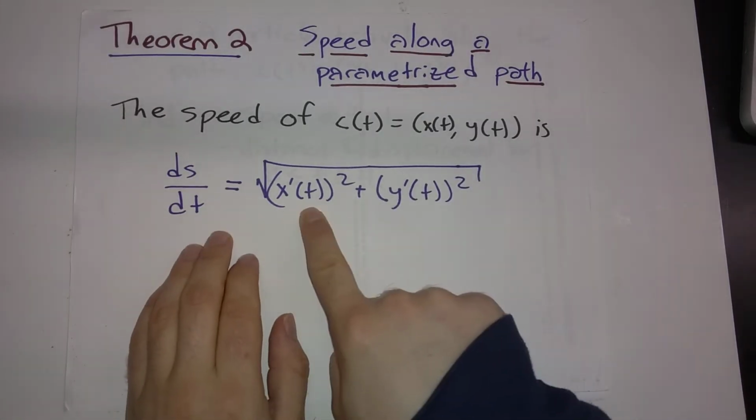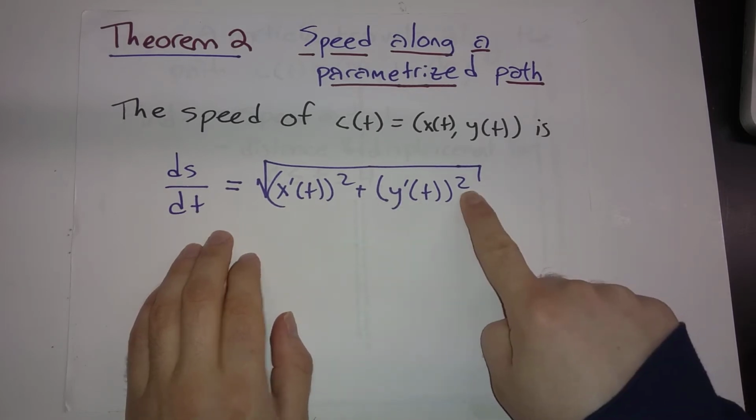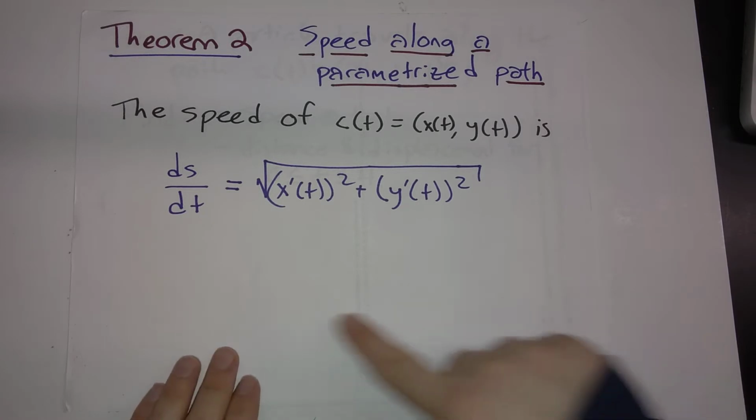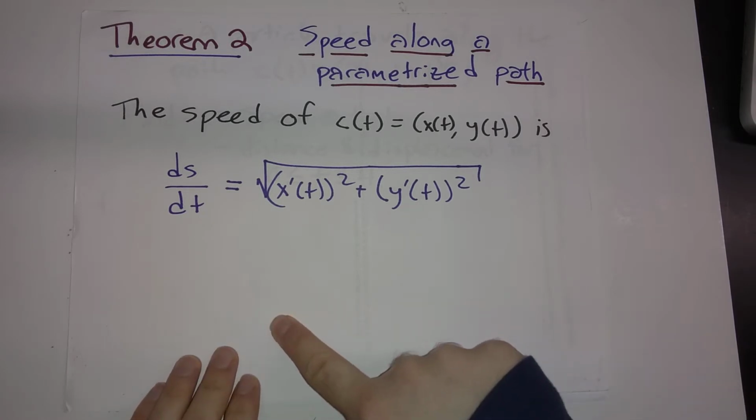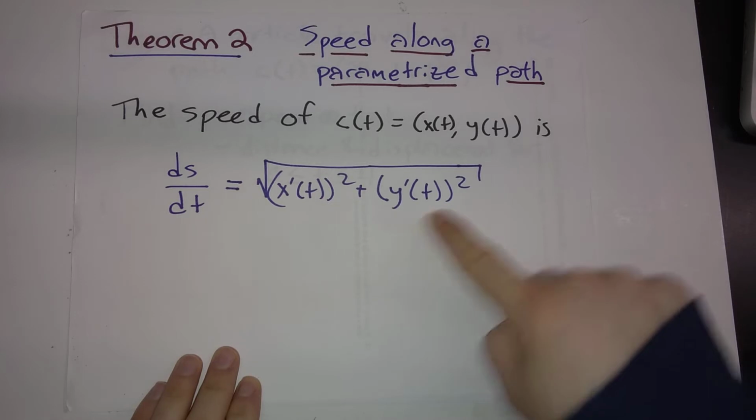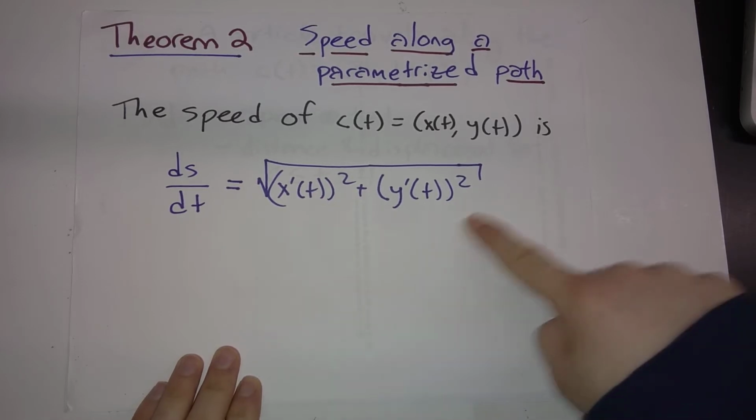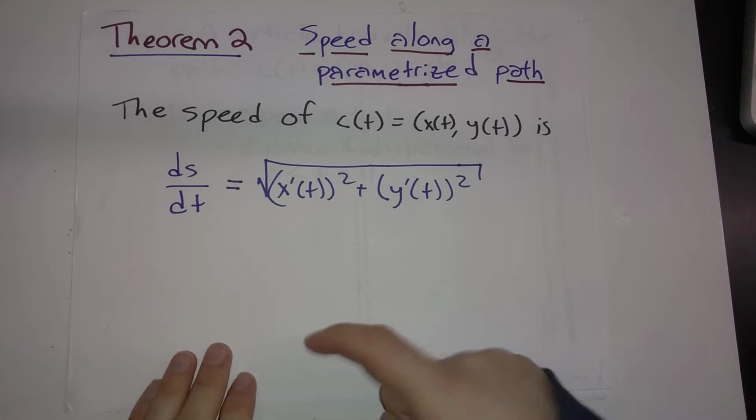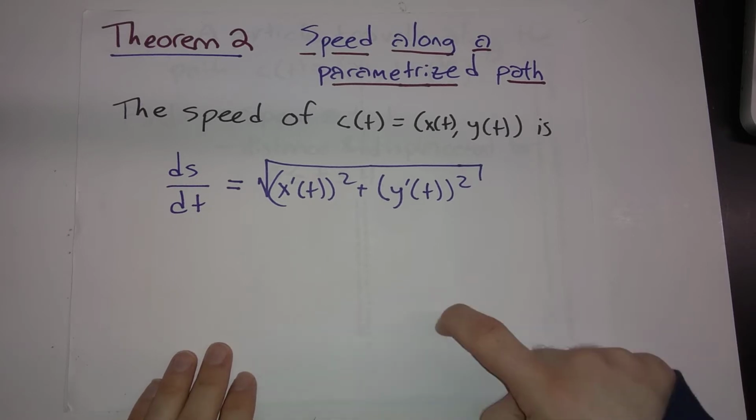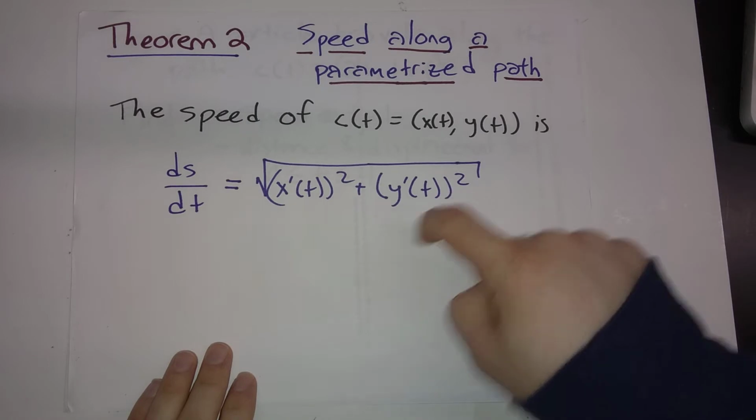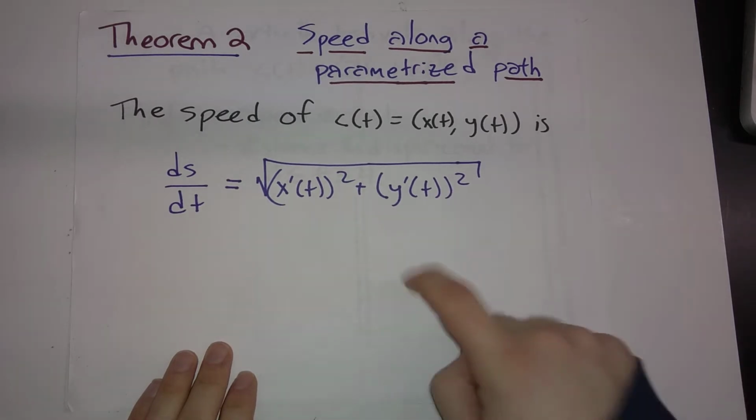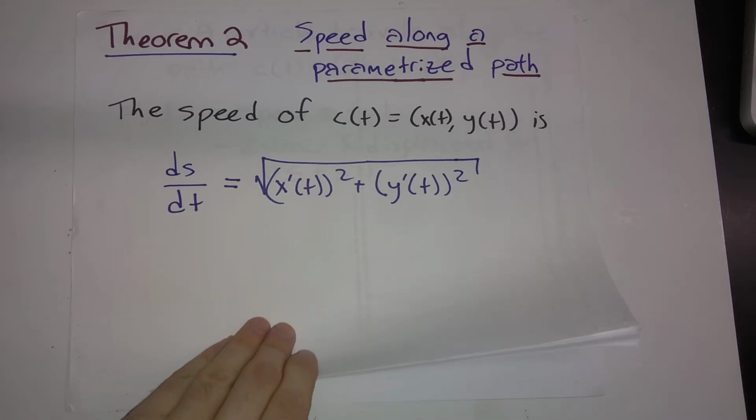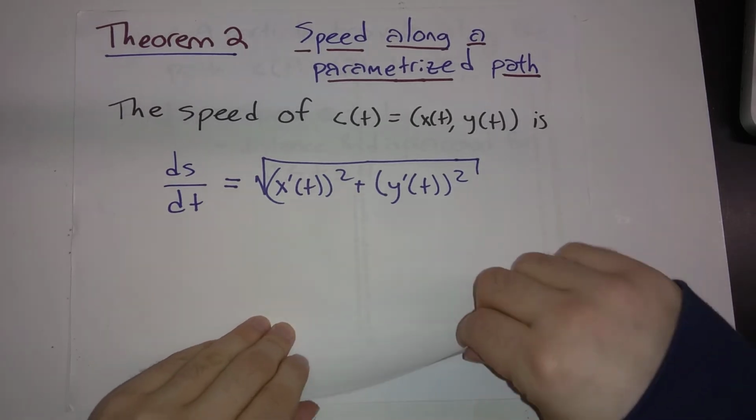Also, x prime of t squared plus y prime of t squared, we have some sort of Pythagorean theorem relation going on here. So normally we think of like, here would be x, here would be y, and the hypotenuse of that triangle would be the square root of x squared plus y squared. We can do the same thing here: x prime of t, y prime of t form a triangle, and the hypotenuse is the square root of x prime of t squared plus y prime of t squared. That's going to be the speed here.